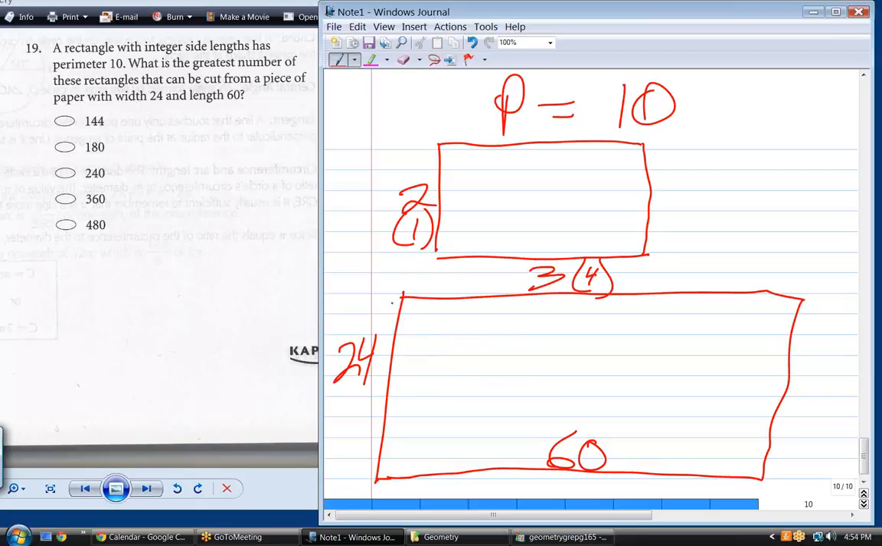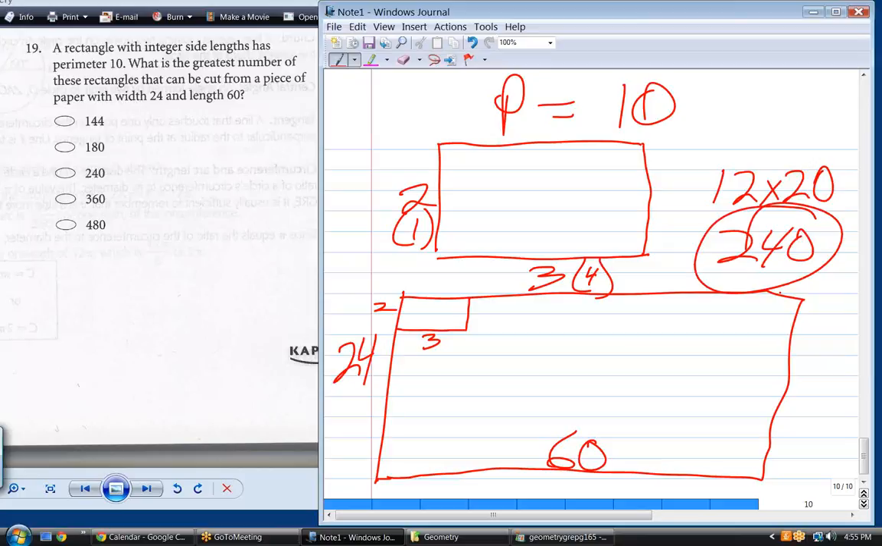I don't think so. Well, if I put a 2 by 3 right there, that's going to be the 2, that's going to be the 3. Well, there should be like 12 rectangles down and 20 across. So it fits perfect. Okay, so 12 down, 20 across, that would give us 240 rectangles. That's one possible answer.